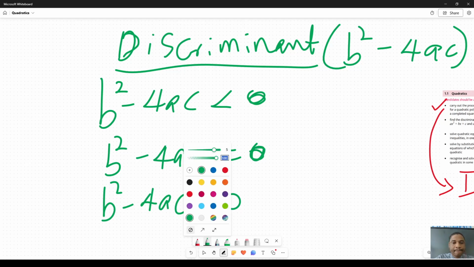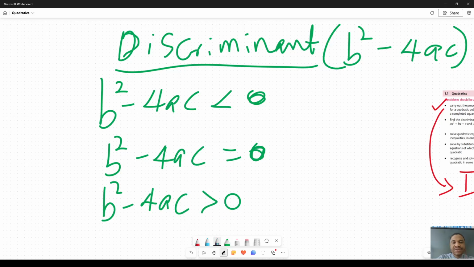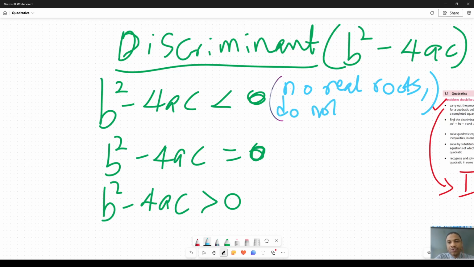For this, less than 0, is when we have no real roots. No real roots. Or sometimes, I'll just give you the words that we use: no real roots, or do not meet. So maybe a line and a curve, they don't meet. So they don't intersect.